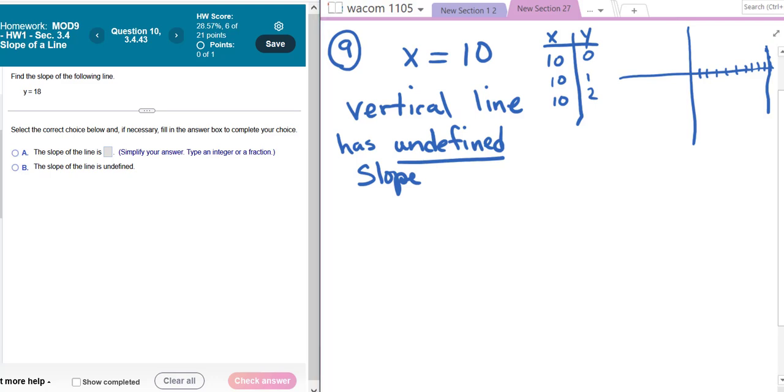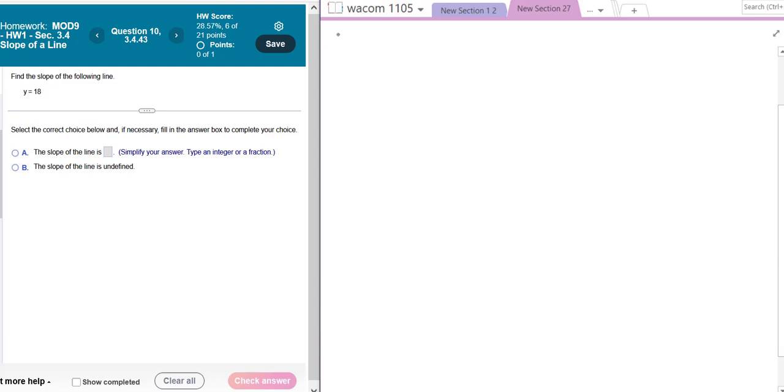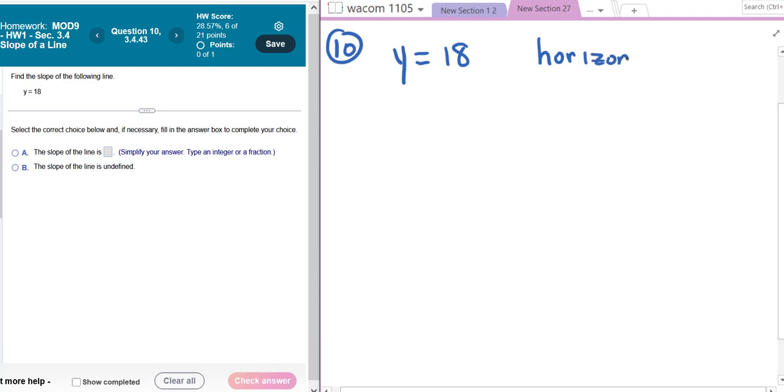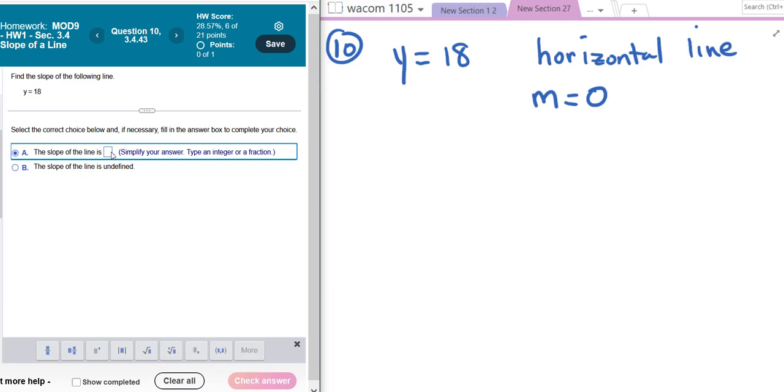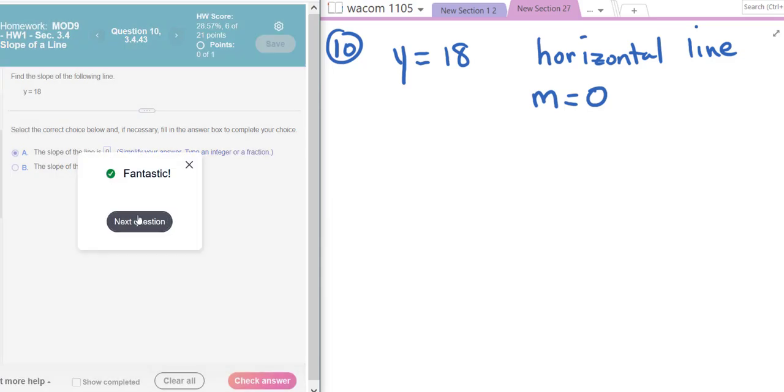All right, question 10. This one is also a special case because you only have one variable, y equals 18. So we just did one, which was x equals something, and that was a vertical line. So this is going to be a horizontal line when it's y equals something. Right? A horizontal line has slope equals 0. So that's one of your cases to remember. And we're good.